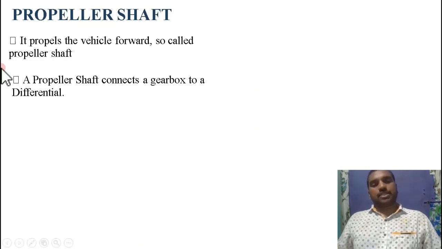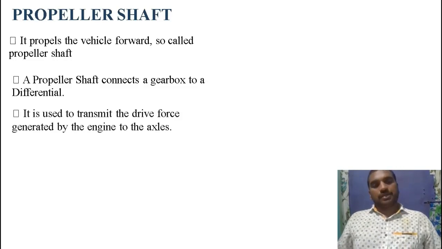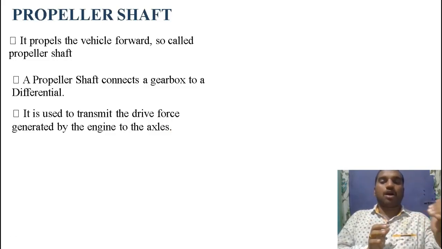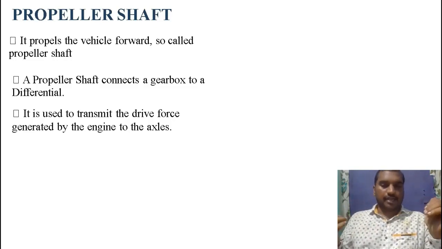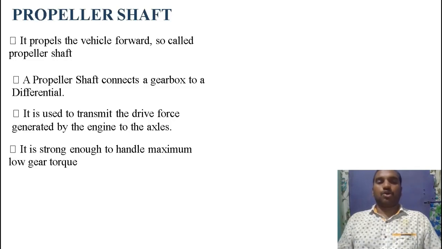Coming to the second point related to the propeller shaft: it is connected from the gearbox to a differential, so it is located between the gearbox and differential. Next, it is used to transmit the drive force generated by the engine to the axles. The propeller shaft is responsible for transferring the power from the gearbox to the rear wheel axle. It should be strong enough to handle the maximum low gear torque. It should withstand torsional stresses, and it should withstand bending stresses.